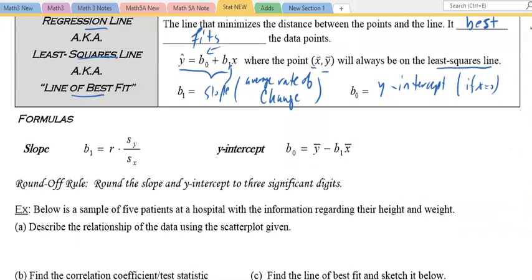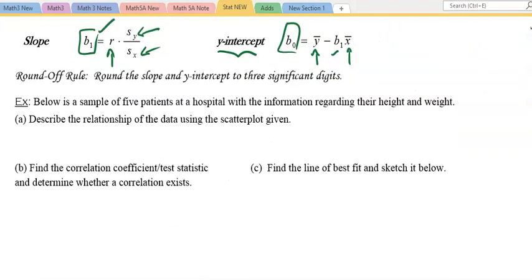And the formula runs like this. The slope is r, our correlation coefficient, times the standard deviation of the y's, which is the change in y, over the standard deviation of the x. Not to worry, the calculator will do all the work. You need to understand what this means. The y-intercept, this b0, is really the average of the y's minus this b1 times the average of the x's. Again, the calculator will give you everything. Let's get to an example and see how this works and applies.